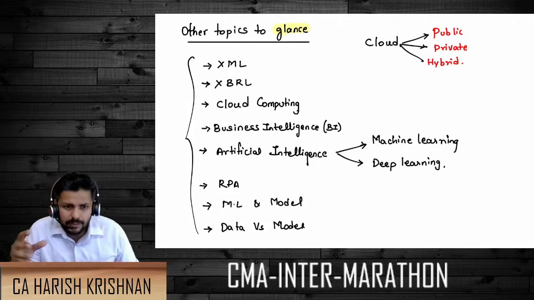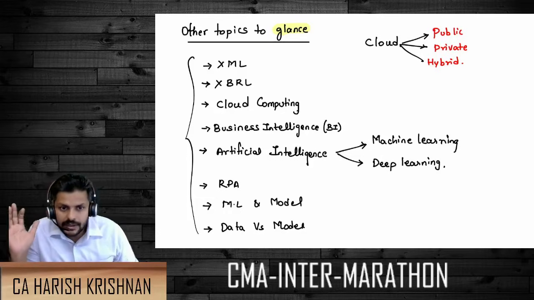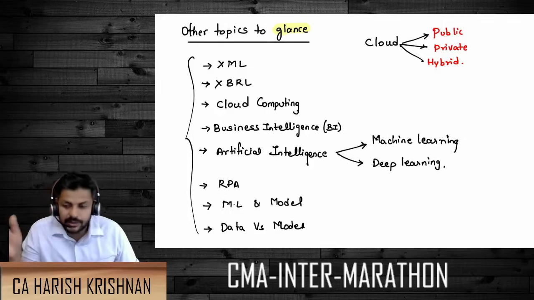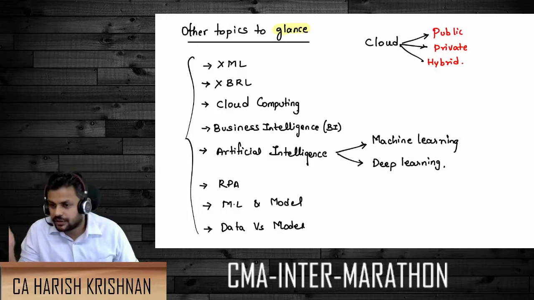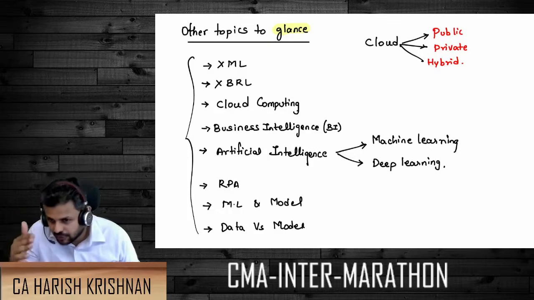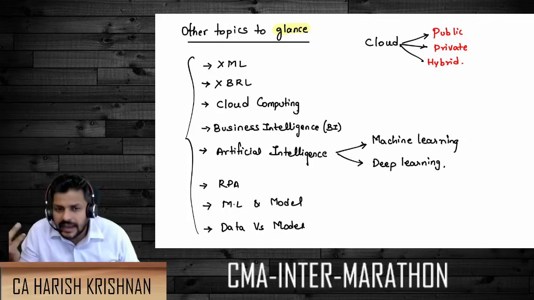So the 4 or 5 topics: XML, XBRL, cloud computing, the 3 types of cloud: public, private, hybrid clouds, 2 types of intelligence aspects: business intelligence, artificial intelligence, which has both machine learning and deep learning, robotic process automation, and machine learning and data modeling. So just the last 5 topics, each one has one paragraph of content. Cloud is something that can come in the exam. Machine learning and deep learning have a set of points.